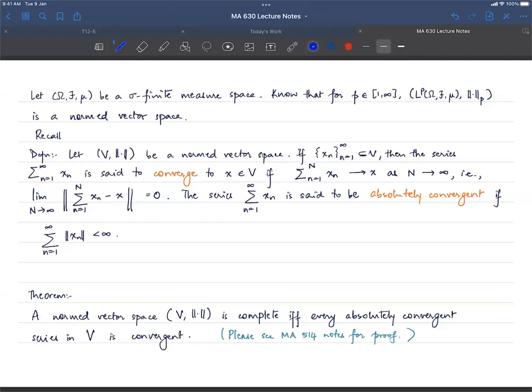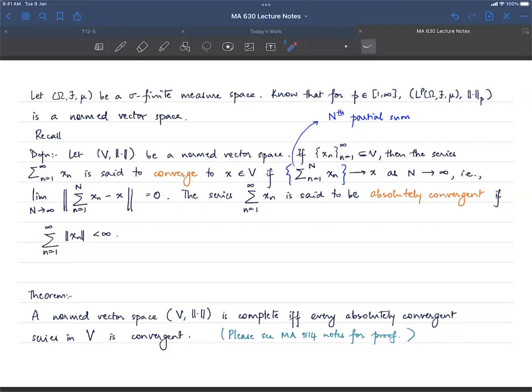Let's just make a note as to what this is. This is the capital Nth partial sum. So this is what I mean by a series converging in a normed vector space. By the way, what this means is that if I say the sum of x_n, n going from 1 to infinity, converges to x, then if I look at the norm of the sum of x_n, n going from 1 to capital N, minus x, this norm goes to 0 as N goes to infinity. All right, so that's what it means for a series to be convergent.